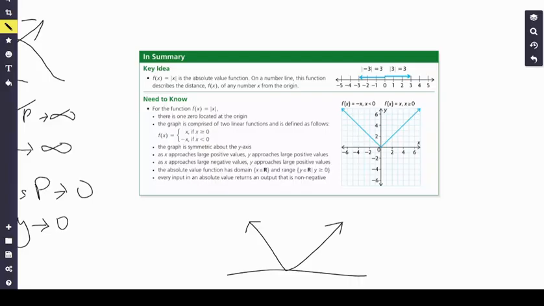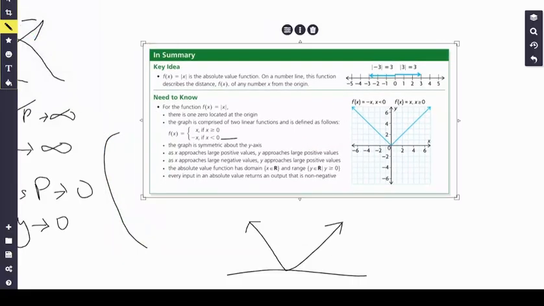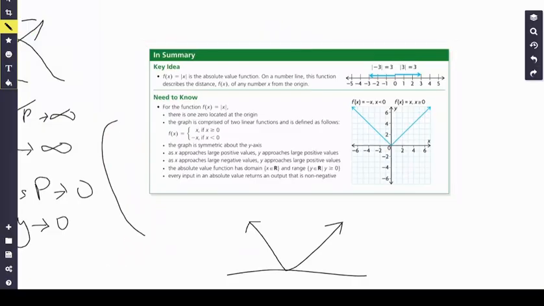The key idea: f of x equals the absolute value of x is the absolute value function. On the number line, this function describes the distance f of x of any number x from the origin. But we need to know something. For the function f of x equals absolute value of x, there is a 0 located at the origin. The graph is comprised of two linear functions and is defined as follows: f of x equals x if x is greater than or equal to 0, and f of x equals negative x if x is below 0. So notice we can express an absolute value function as a piecewise function. When you come to solve some absolute value function problems, we'll have to use this sooner or later.